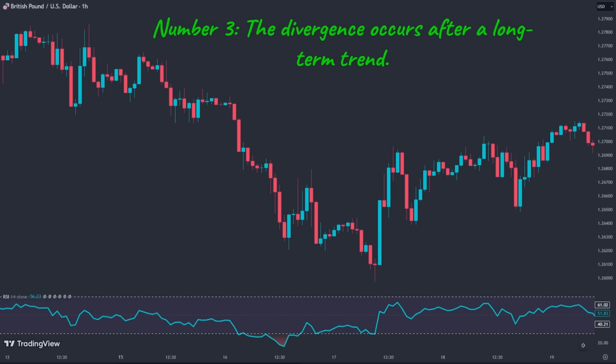Number 3. The divergence occurs after a long-term trend. When a trend lasts a long time before RSI divergence happens, it means more people are involved and the price has moved strongly. This increases the chance of a big reversal, giving better opportunities for traders to profit from the new trend. While RSI divergence is a popular price action signal used by many traders, there are some issues associated with applying it to live trading.